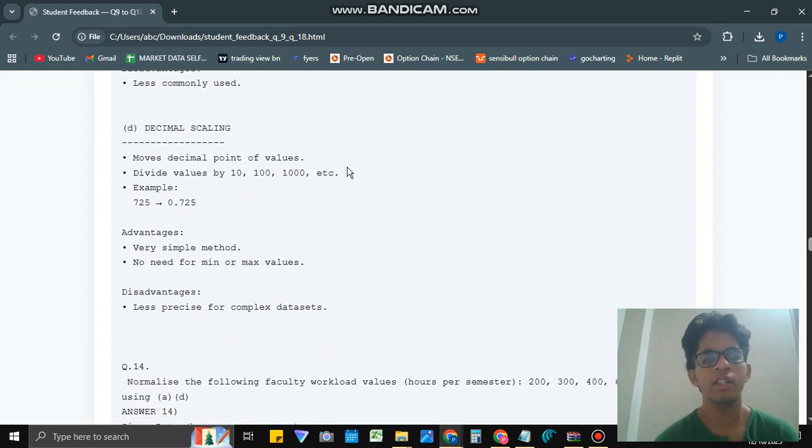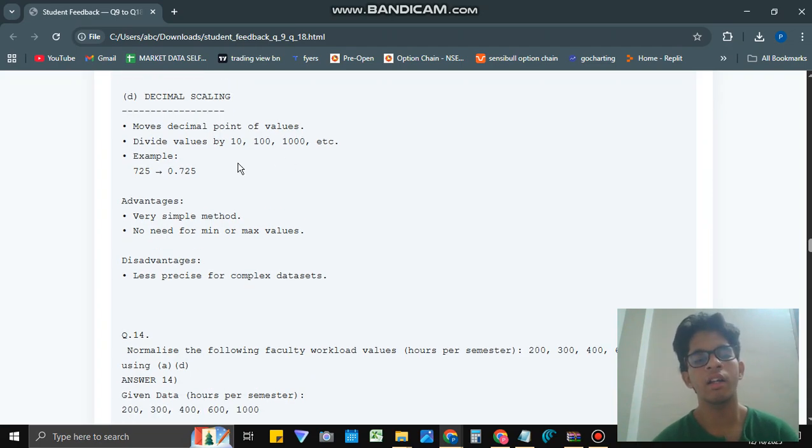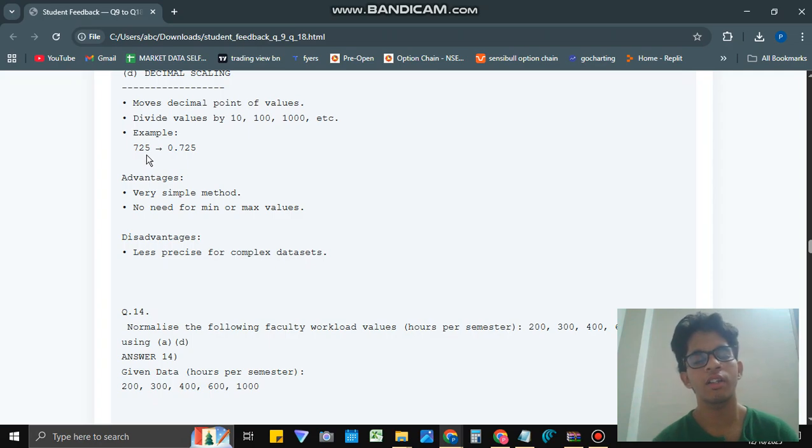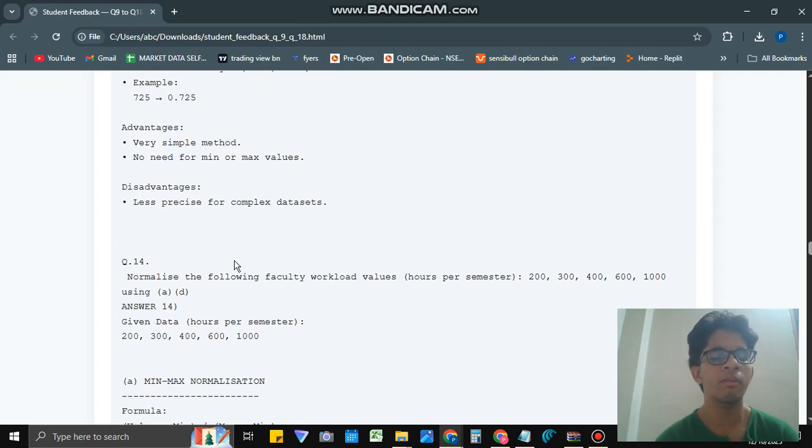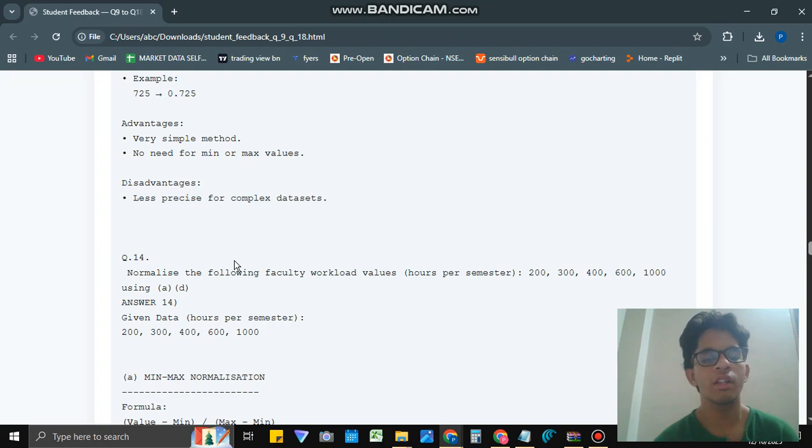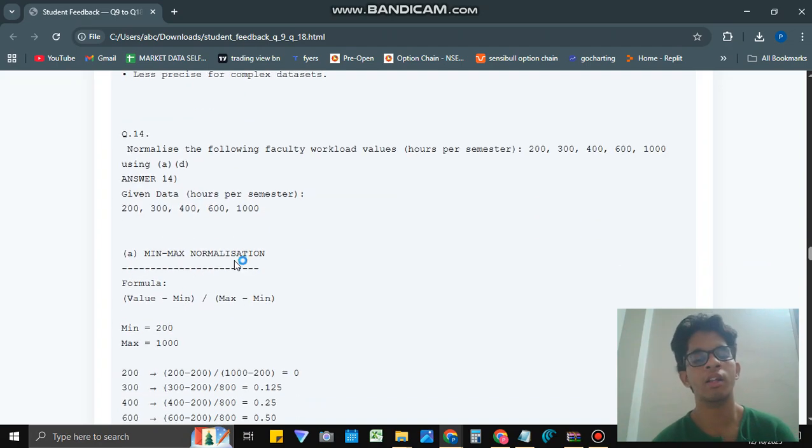Then we have decimal scaling. We move the decimal point of values by 10, 100, etc. For example, say 725. If we take 3 decimal scaling, it will be 0.725. It's less precise for complex data sets, but it is a very simple method, and there is no need for using min or max values over here.